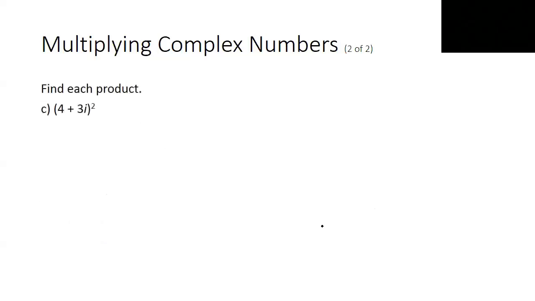So let's take a look at this one. (4 + 3i) squared. I can write this as (4 + 3i) times (4 + 3i) and multiply term by term. But better yet, I can write this as (a + b) squared. Anybody remember how to expand this? That would be the a squared and b squared at the end. What would be the middle term?